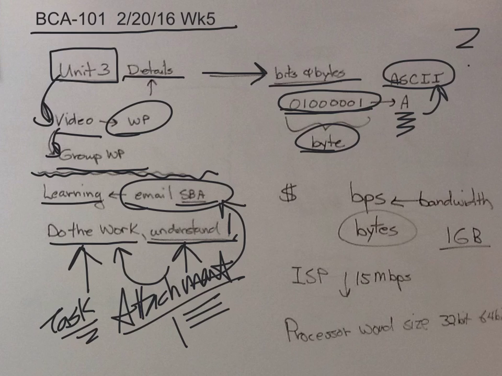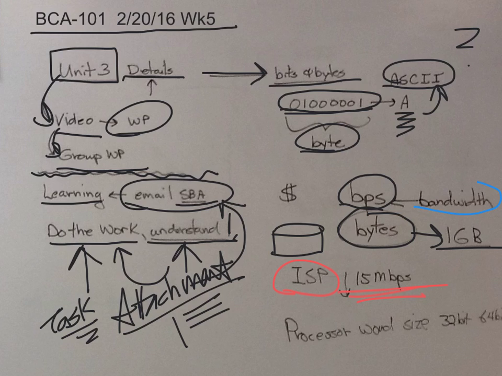Why do we need to know that? Bytes we use to measure things like 1 gigabyte. We measure volume, like a hard drive, 1 terabyte or what it might be. Bits per second, that's more for an ISP. You get 15 million bits per second download from Mediacom. So a term we'll talk about later on is bandwidth. We'll talk more about that later.